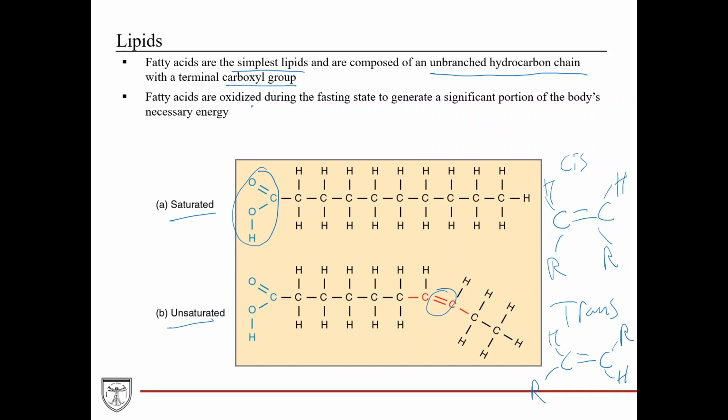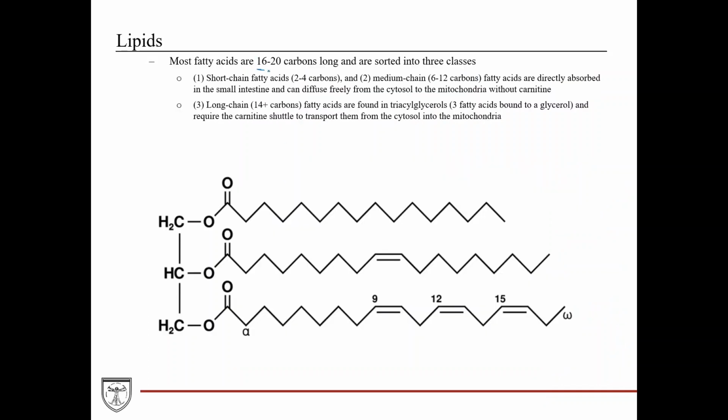So fatty acids are oxidized during the fasting state. Fatty acids are typically stored in adipose tissue, and then they're kind of stored for a rainy day. When you go through prolonged fasting, you break them down and they generate a significant portion of the body's necessary energy. Fats actually pack a lot of energy. Most fatty acids are 16 to 20 carbons long, and they're sorted into 3 classes.